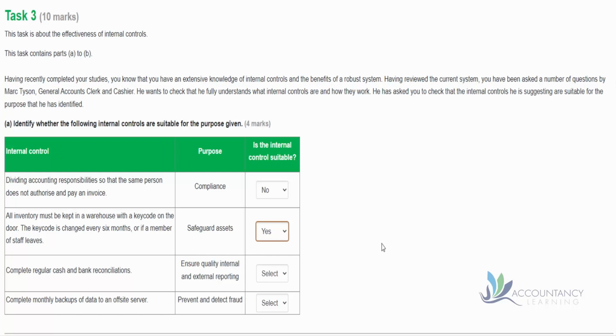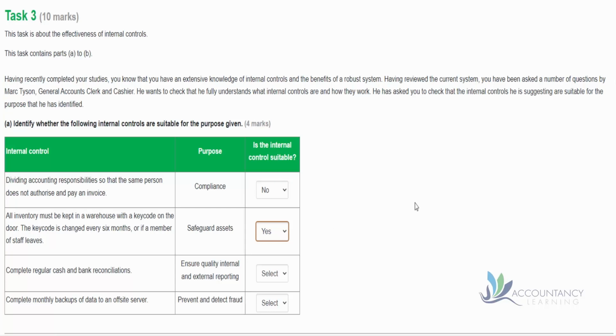Next, we want to complete regular cash and bank reconciliations. Remember, what we're doing with a reconciliation is that we have the same information but from 2 different sources. So with our bank reconciliation, we have data on the bank statement and we have data in our accounting system. And if they agree with each other, that would suggest that our accounting system is accurate. But if they don't agree, then we want to investigate the differences to find out if there are any mistakes in the accounting system. And this is helping to ensure that the number in the accounts is correct.